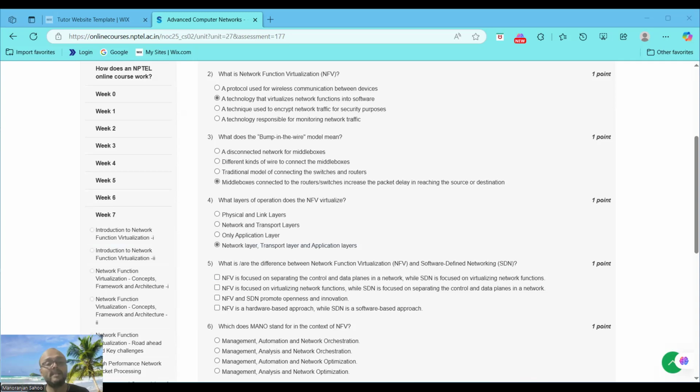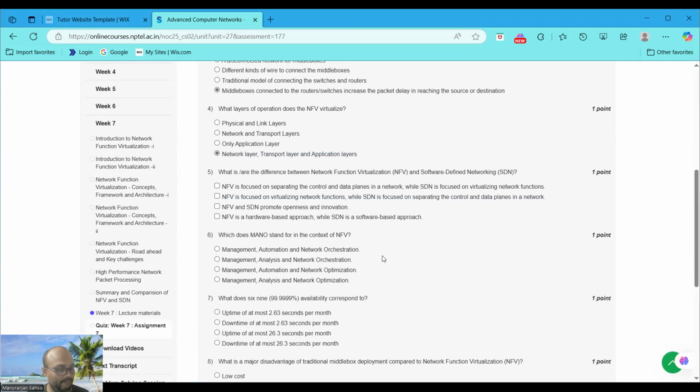Option A is incorrect because the physical or link layers are hardware, not layers virtualized by NFV. Option B is incorrect because it misses application layer functions, and option C is also incorrect because it is too limited, as NFV spans beyond L7. So we choose option D as the right answer: network layer, transport layer, and application layer.